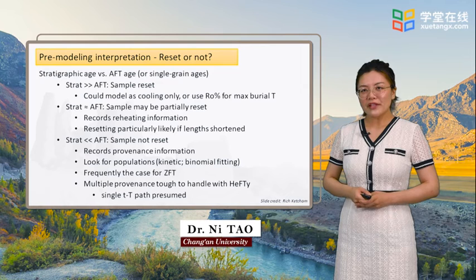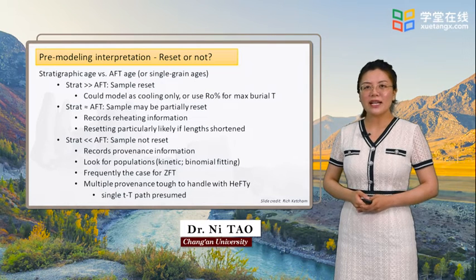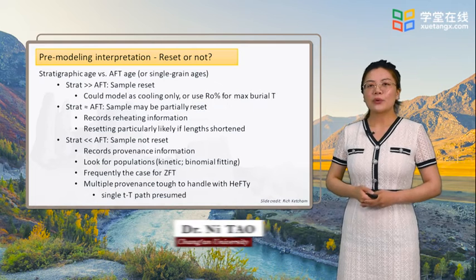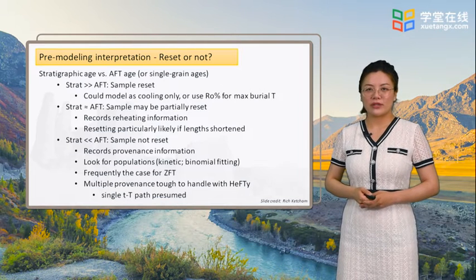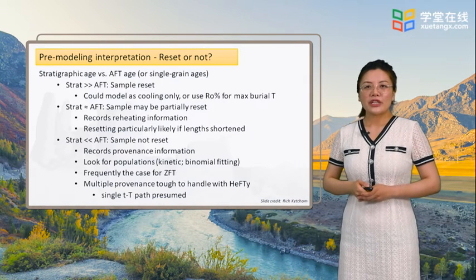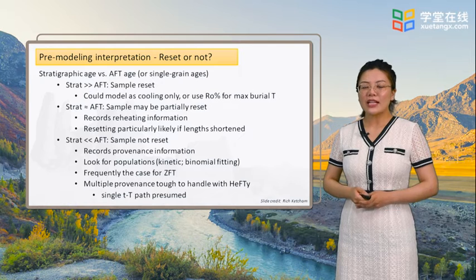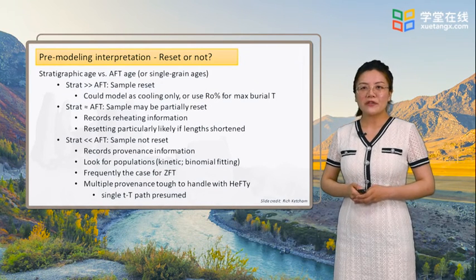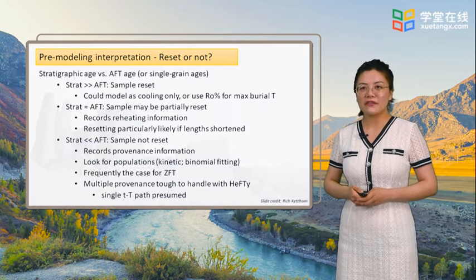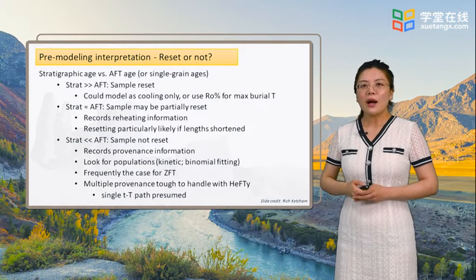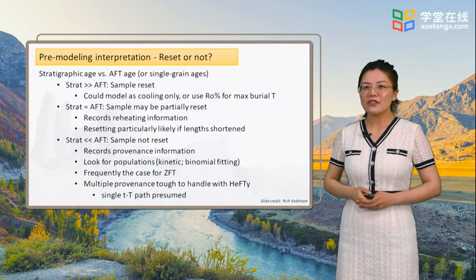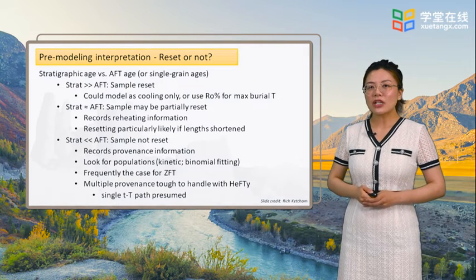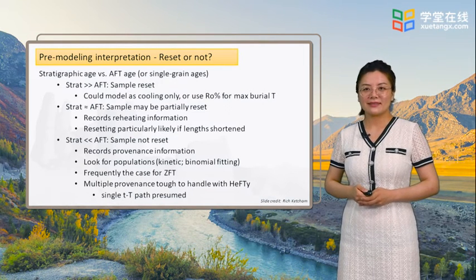When stratigraphic age is much younger than apatite fission track age, the sample is not reset and records provenance information. Therefore, we need to look for populations and try various kinetics and bimodal fitting, which is frequently the case for zircon fission track data. Multiple provenance is tough to handle with the HeFTy program, where it assumes a single temperature path.